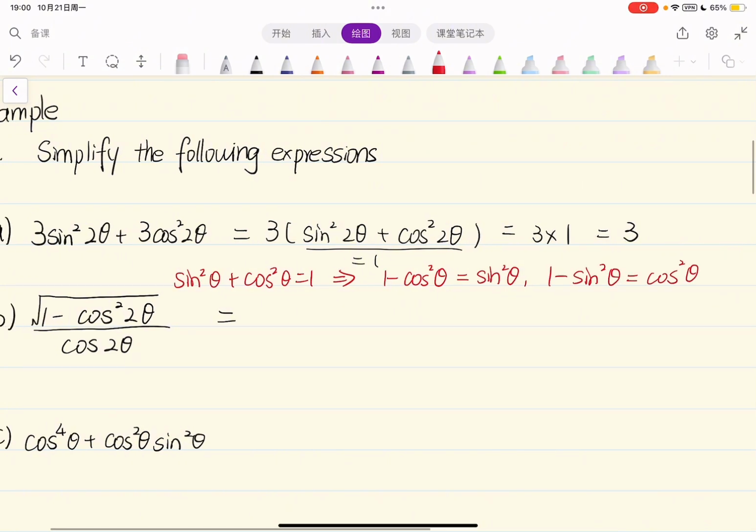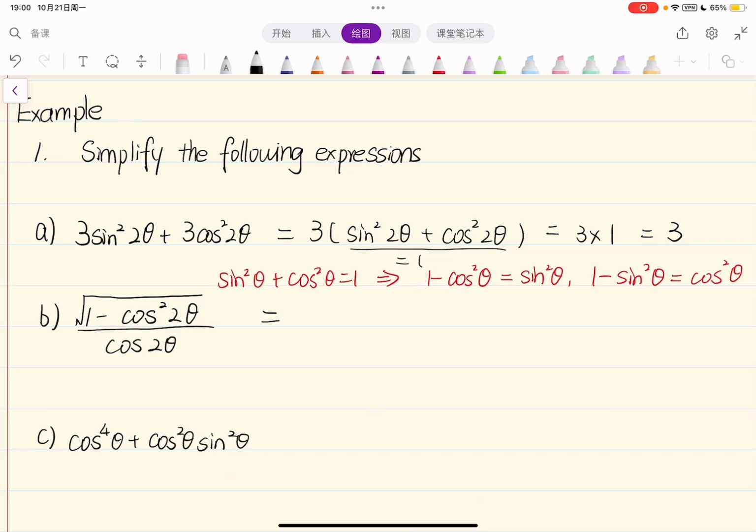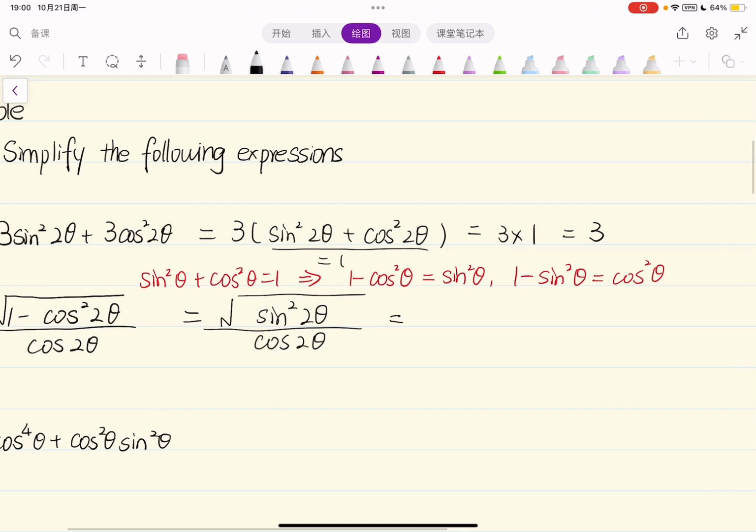So in here we can write down that the square root of 1 minus cosine squared 2 theta equals the square root of sine squared 2 theta, and then over cosine 2 theta. So we have sine 2 theta over cosine 2 theta. That equals tangent 2 theta.